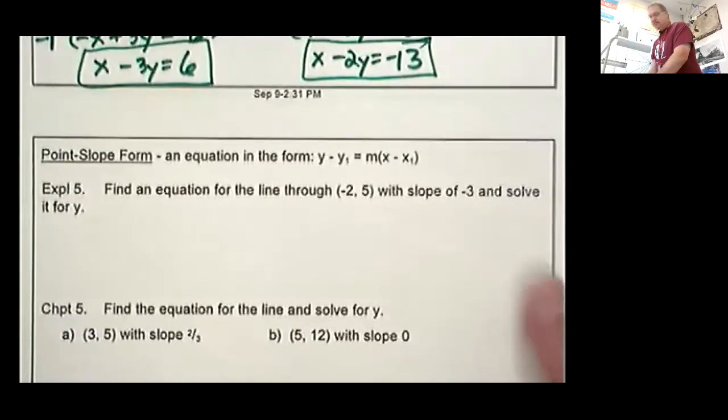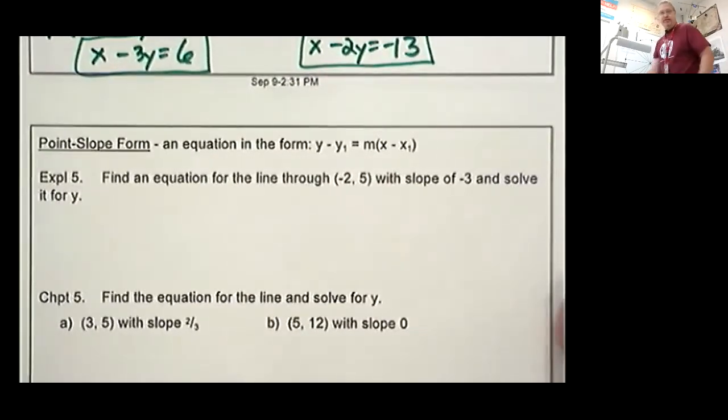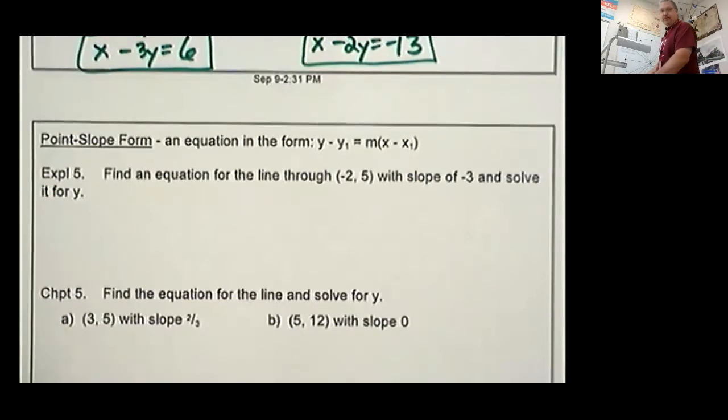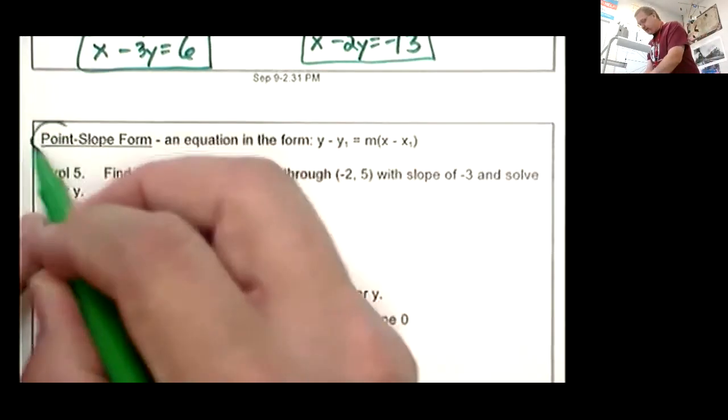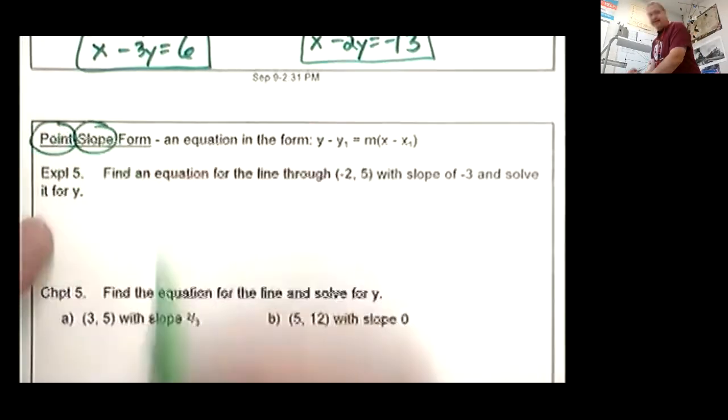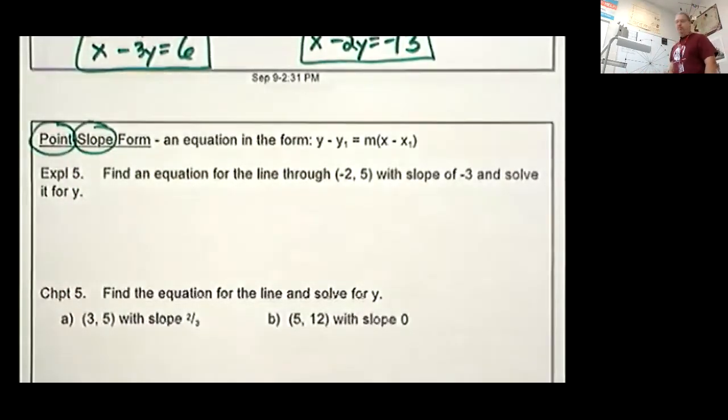Our last form of a linear equation is point-slope form. The equation in the form y minus y1 equals m times x minus x1. Example 5 says find an equation of a line through a point. Now, why do we use this equation? We use this equation whenever we're given a point and a slope. Whenever we get a point and a slope, we're going to use point-slope form.